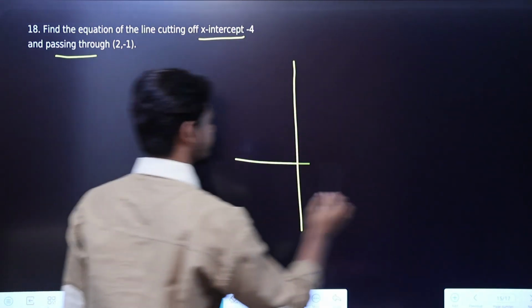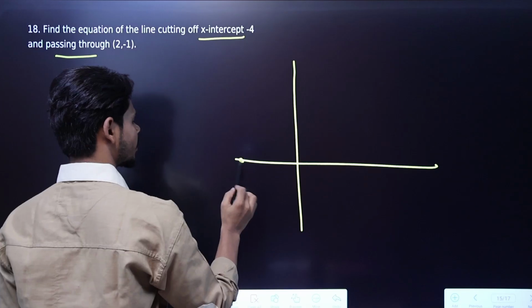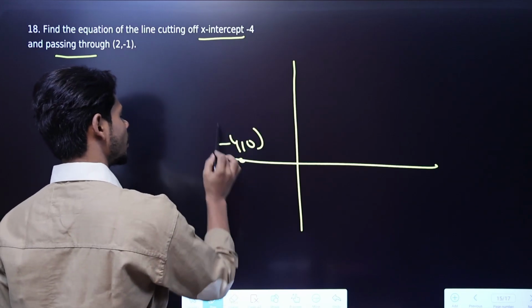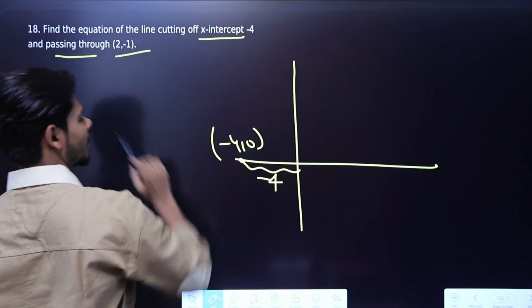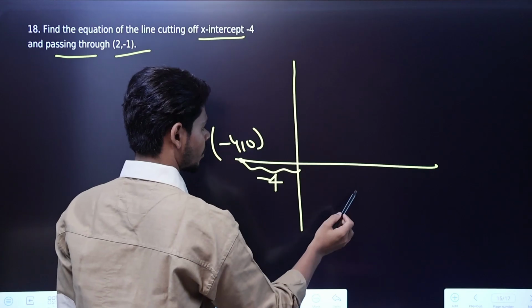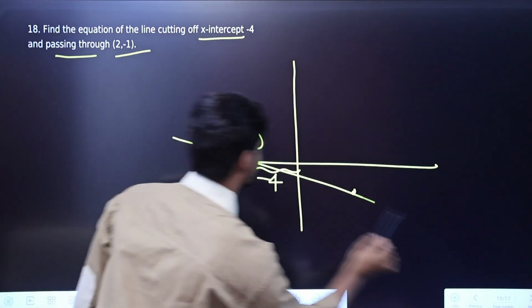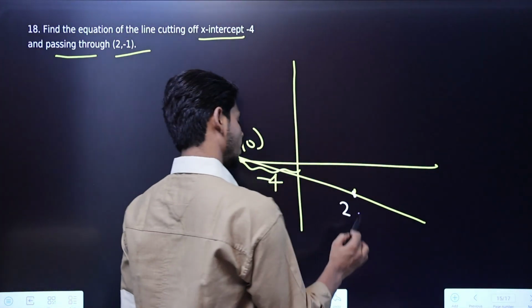1. Let's draw the diagram. X-intercept minus 4. So this is your minus 4, so it will become minus 4 comma 0. This is the x-intercept, minus 4. Then it passes through 2 comma minus 1. So the line will pass like this. Okay? Fine. 2 comma minus 1.